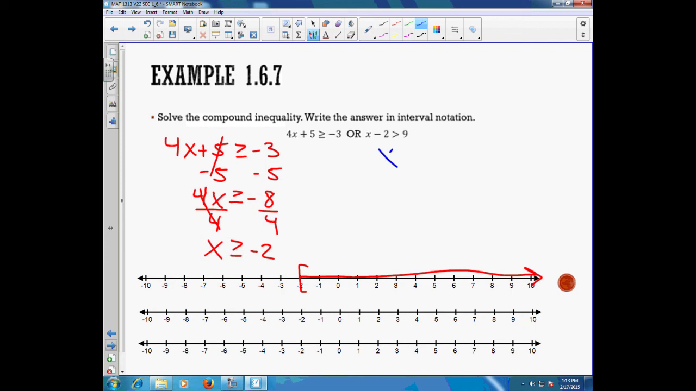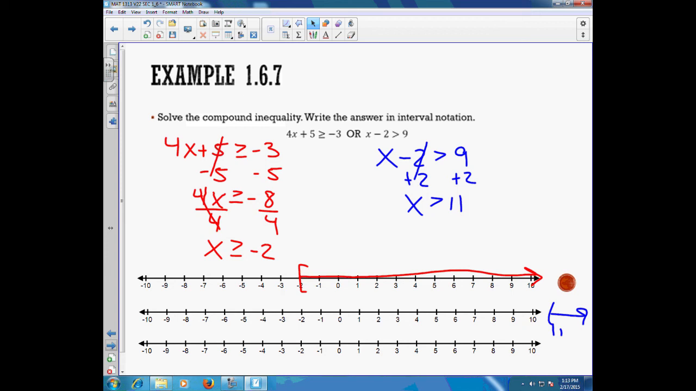Now the second inequality is x minus 2 is greater than 9. Add 2 to both sides, and we get x is greater than 11. Well, 11 is not quite on this second line, but we can kind of put it there. Here's 11, and everything greater than 11. Well, now, our problem just says that anything that's shaded is part of the answer.